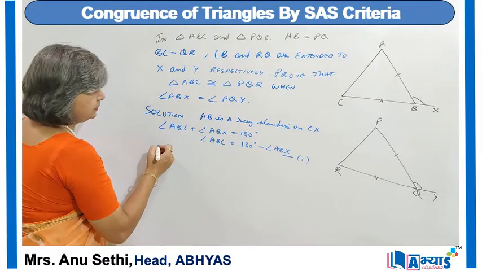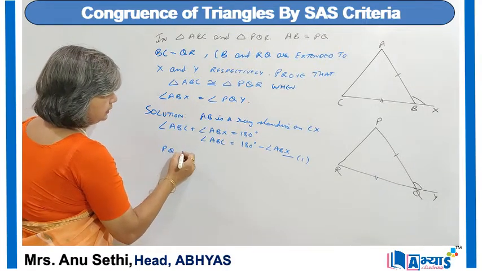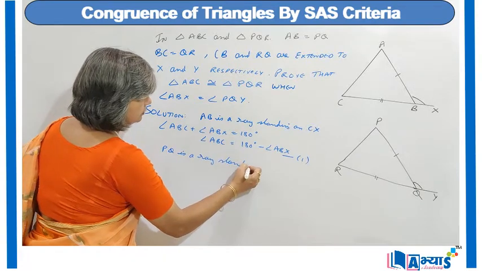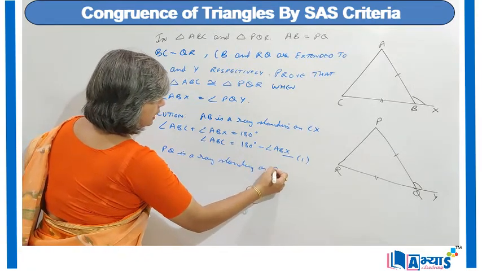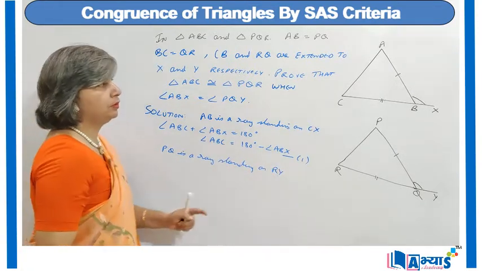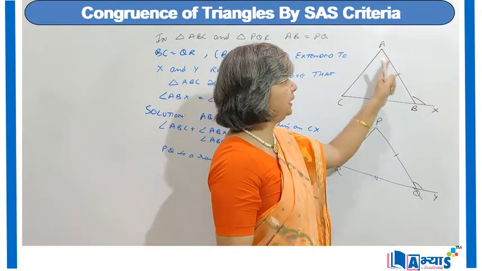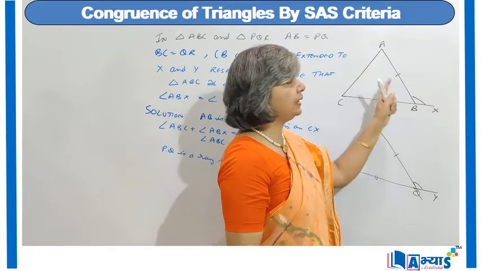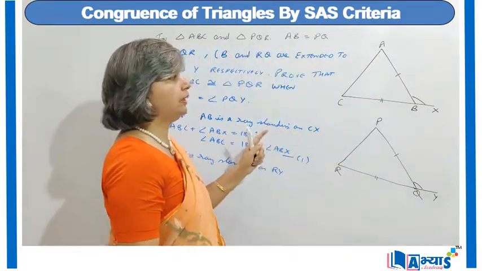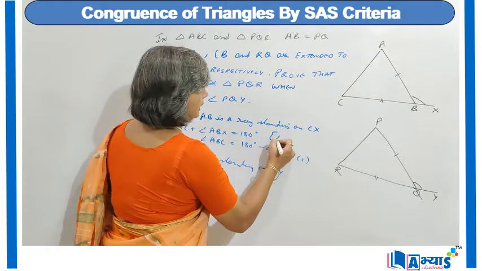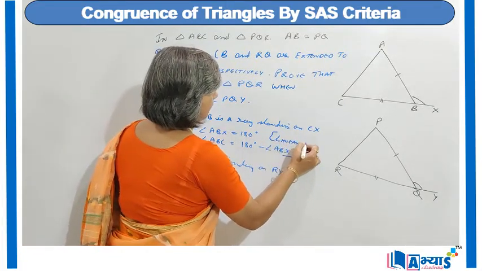Now, similarly, PQ is a ray standing on RY. Because CX was the line and AB was the ray, angle ABC plus angle ABX is equal to 180 degrees because they are linear pairs.